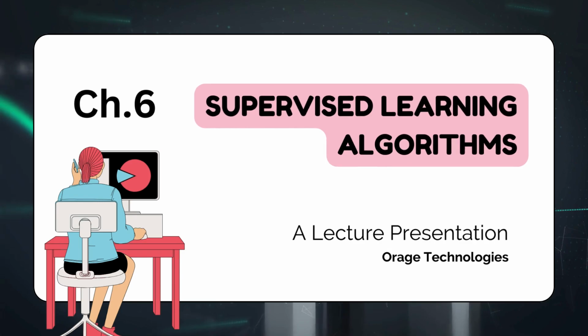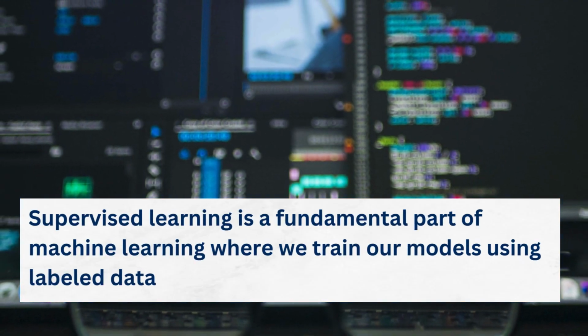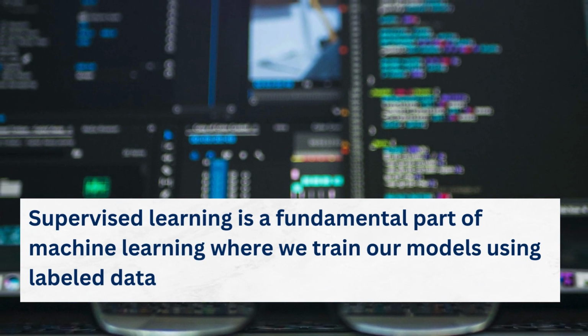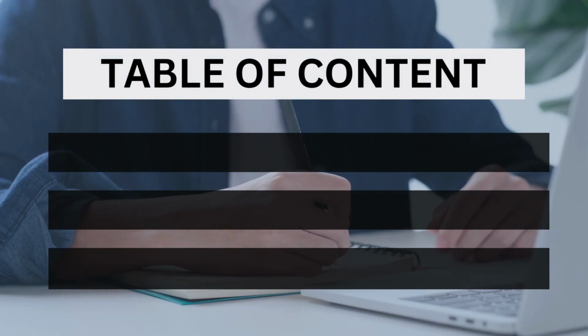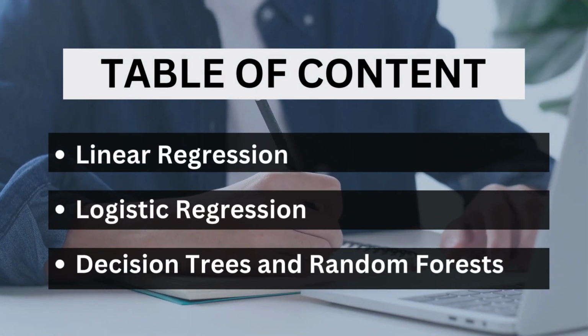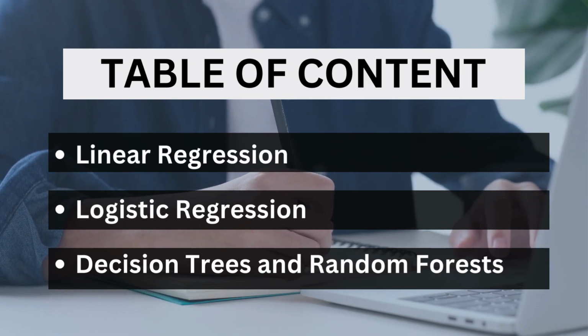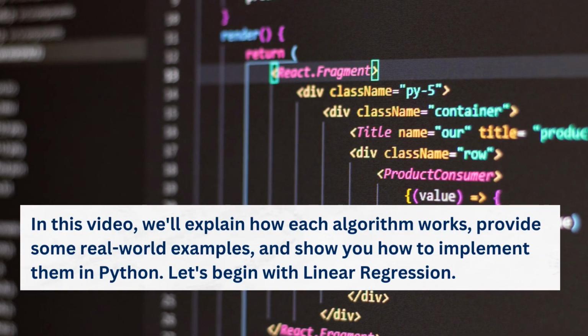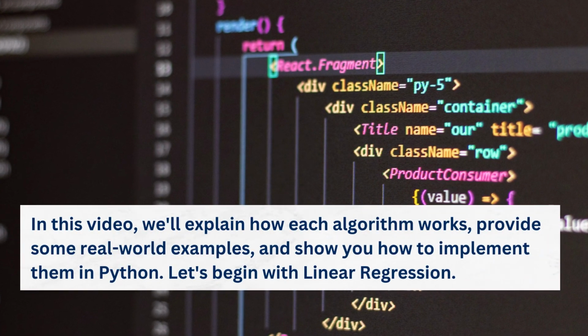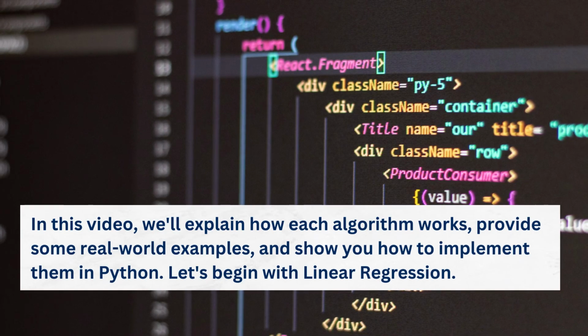Today, we're diving into Chapter 6, Supervised Learning Algorithms. Supervised learning is a fundamental part of machine learning where we train our models using labeled data. Today, we'll cover three key algorithms: linear regression, logistic regression, and decision trees, along with random forests. Let's get started. In this video, we'll explain how each algorithm works, provide some real-world examples, and show you how to implement them in Python.